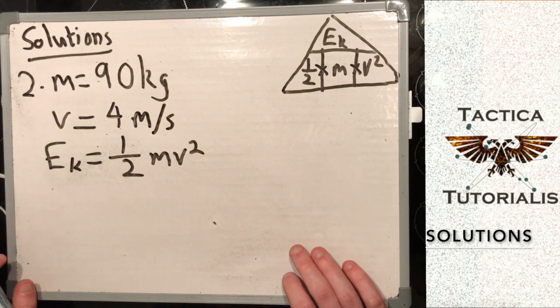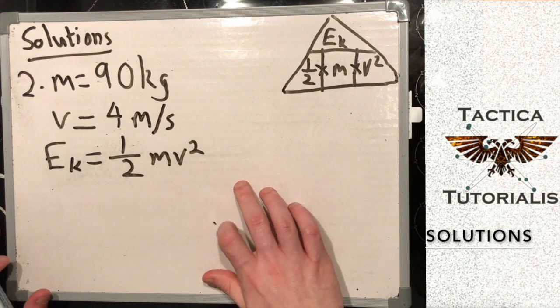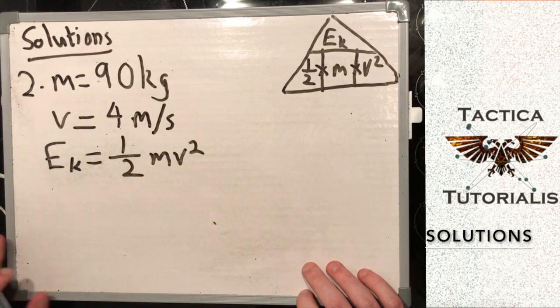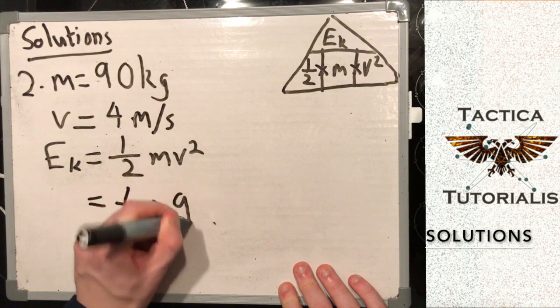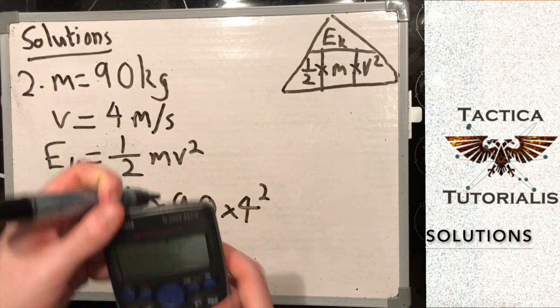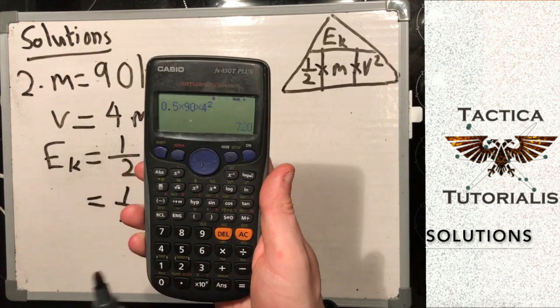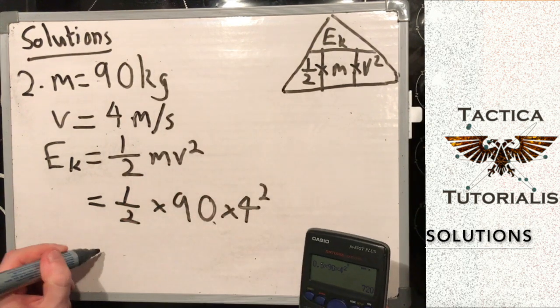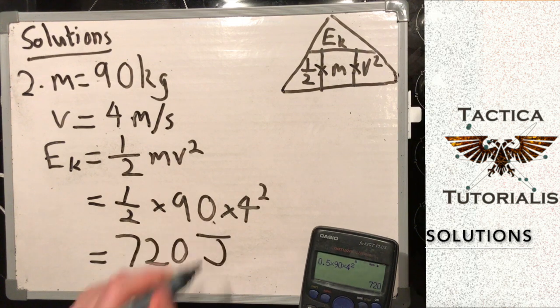However, be very careful of questions that ask for a change in kinetic energy. I'll talk about this a little bit in a moment once we've solved this, but be very wary of the wording. So we just need to plug our numbers in again. It's a half times 90 times 4 squared, and we get 720, and the unit, of course, this is energy, is joules.